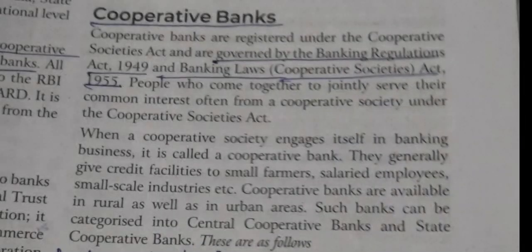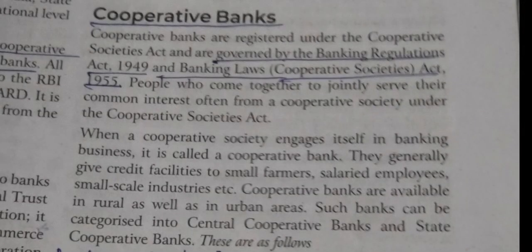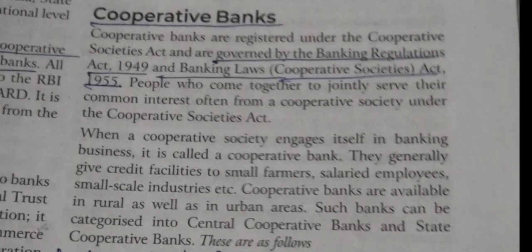Now, the next one is cooperative bank. Cooperative bank means a bank registered under the Cooperative Societies Act 1955 and governed by the Banking Regulation Act 1949, where a cooperative society engages itself in banking business. It is called a cooperative bank. They generally give credit facilities to small farmers, salaried employees, small scale industries, etc. There are three types of cooperative bank. First is state cooperative bank, then district and central cooperative bank, then primary credit society.